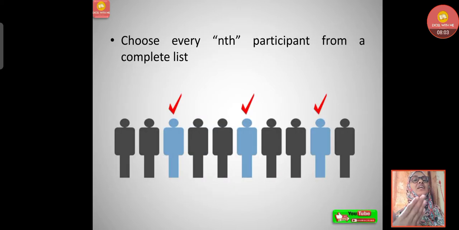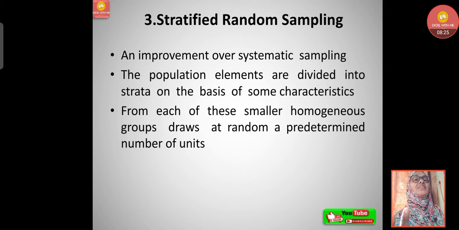Here let's see, that is choose every nth participant from a complete list. Here I have given the example of every third person. Nth person I have taken as third. Every third person, maybe every fourth, every fifth, like that you can easily take your sample size systematically out of the whole population. Then the third one is stratified random sampling, that is an improvement over systematic sampling.